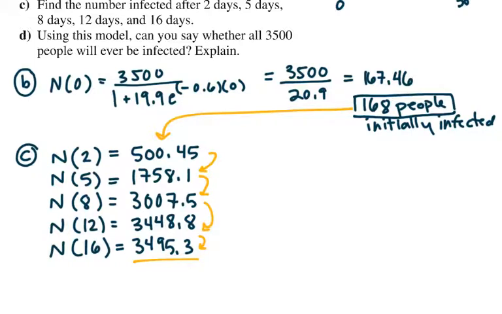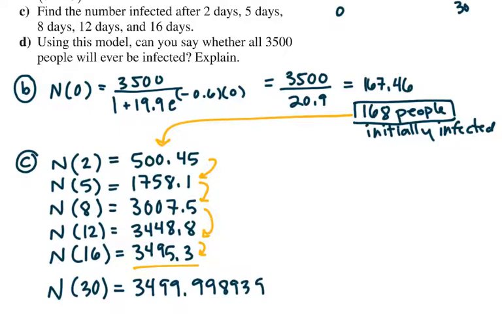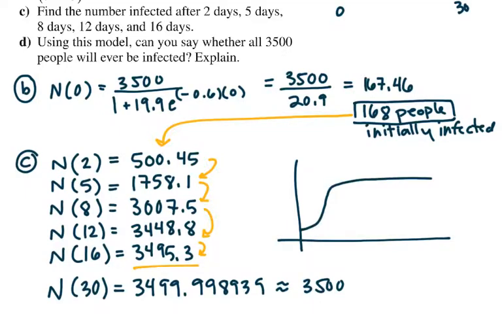So if we use this model, part D, and consider that, can we say whether all 3,500 people will ever be infected? Well, mathematically, we're going to get to some number. Say if I plug in t equals 30, my output value is going to be 3499.998939. And so this number would certainly round to 3,500, right? So we would say, yeah, probably everyone's going to be infected. Mathematically, is that logistic function ever going to touch the horizontal asymptote at y equals 3,500? We know mathematically it's always going to be below that, but at a certain point it's so close we just round it up.